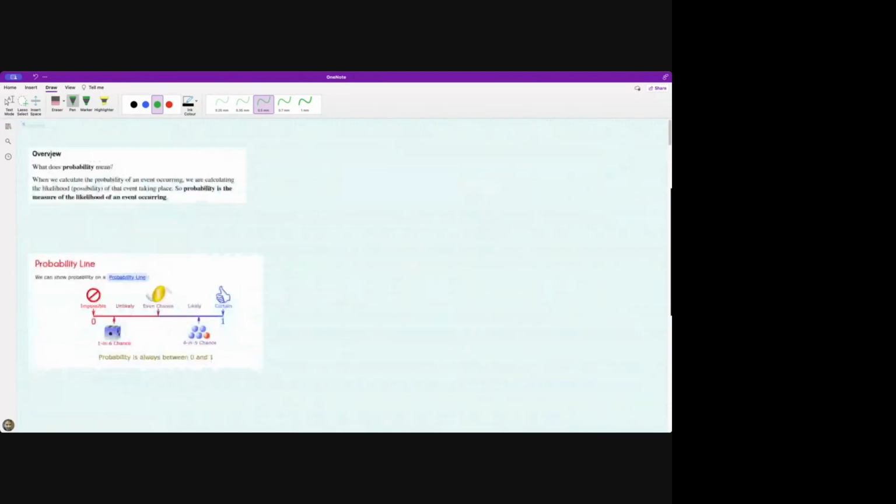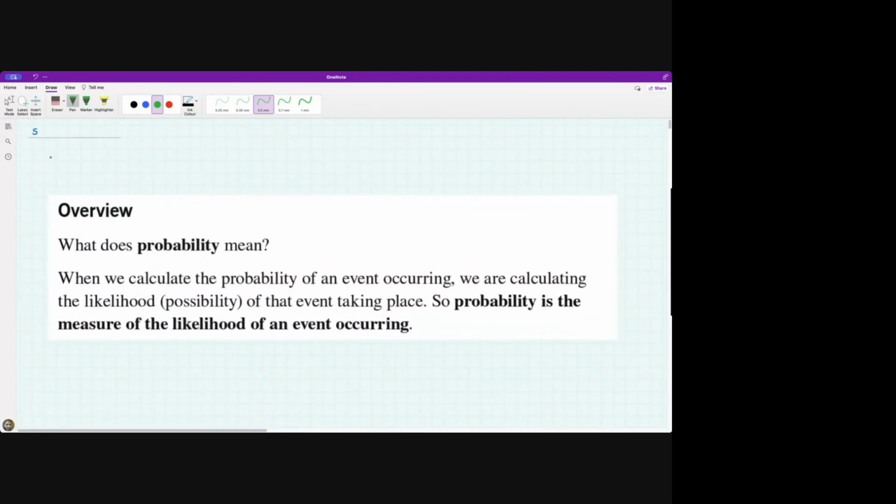So what is probability all about? What does it mean? A fancy way of saying it is the measure of the likelihood of an event occurring, but that sounds a little bit advanced. The way I think of it is you have something that is uncertain, some event, and you give that uncertain event a number. And that number tells you how likely it is to occur.